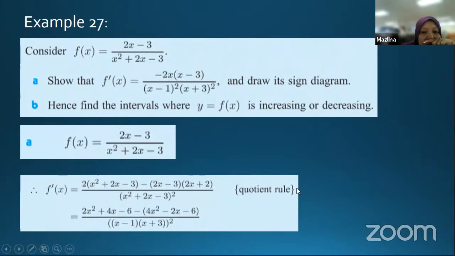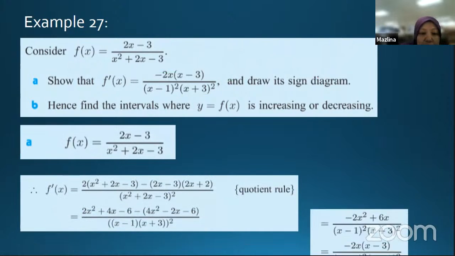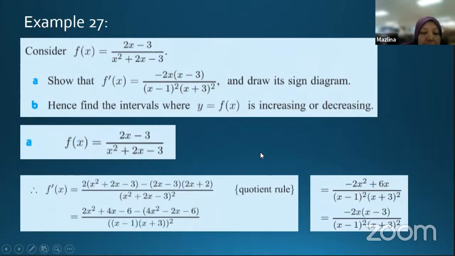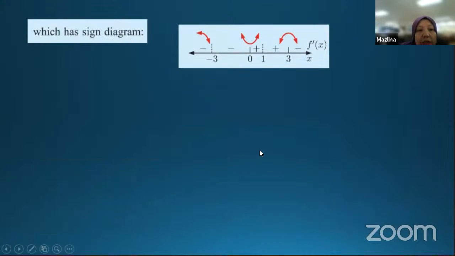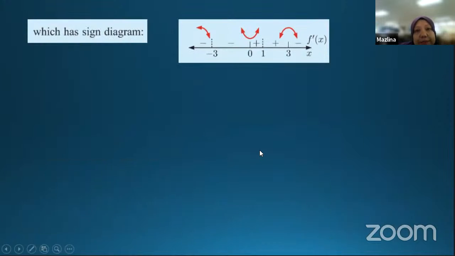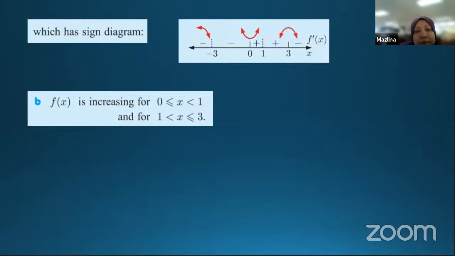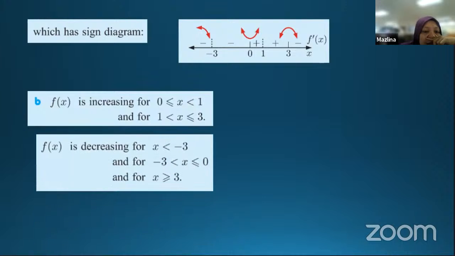So this is what we have just now using the quotient rule. We got all these things somewhere as part A given, which is a sign of this. Okay, and then part B we have here, increasing or decreasing based on this. So our value, increasing.